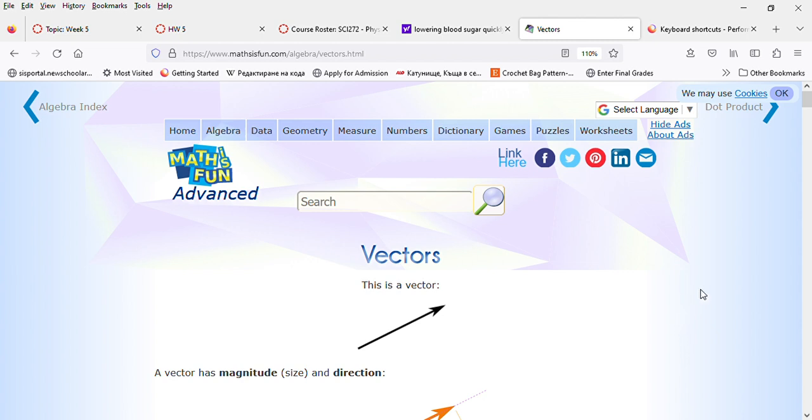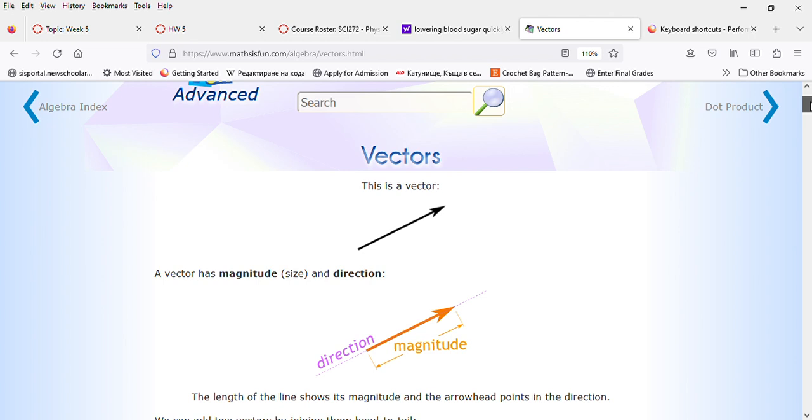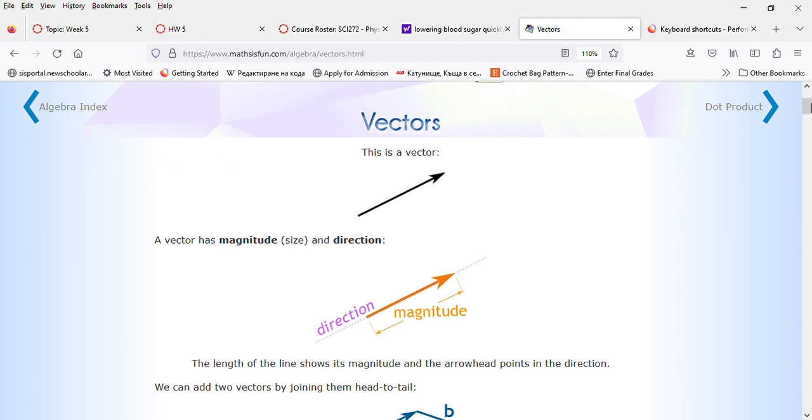So I chose this site, hopefully this is recording, because it's probably the easiest that I found, to get you at least on the ABC of vectors.